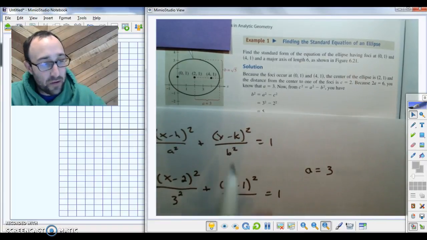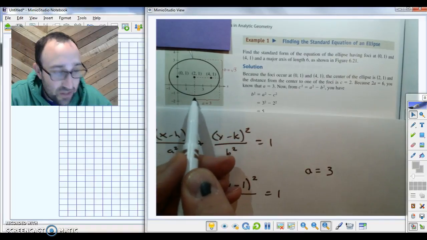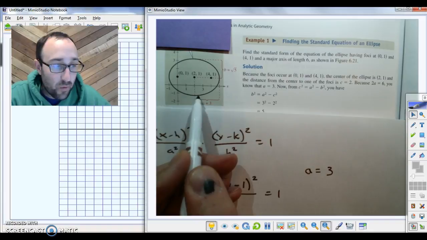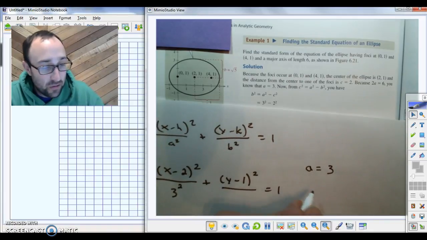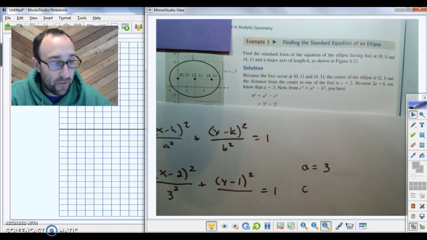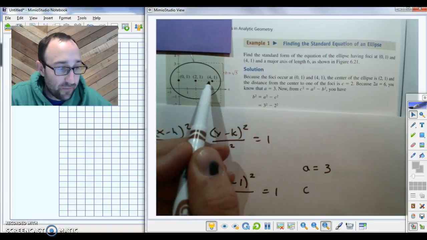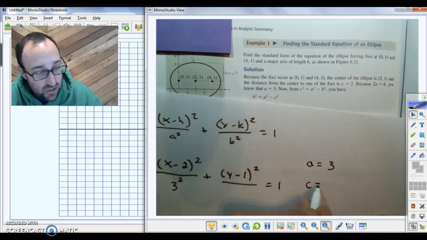Alright, next we want to find b. If I just say it's from 1 to, it looks like about 1, it's actually not, it's a little bit longer. So what we want to do is find c, and then we can plug it into that formula that looks like the Pythagorean theorem to find out what b is. If c is the distance from the center to the focus, how far is it from the center to the focus? It is 2. So c is going to be 2.